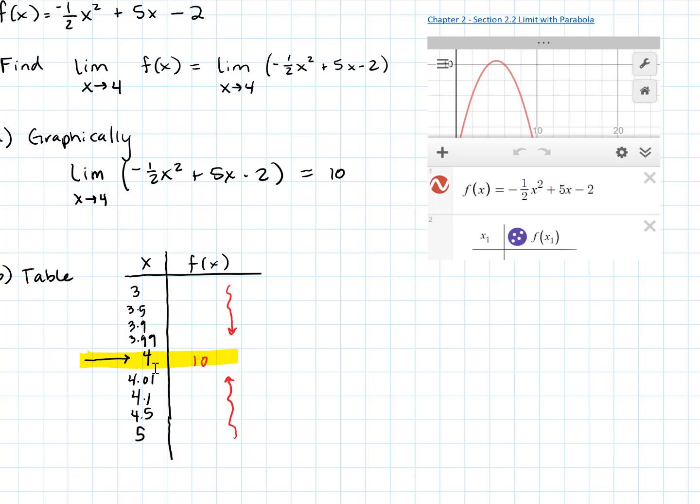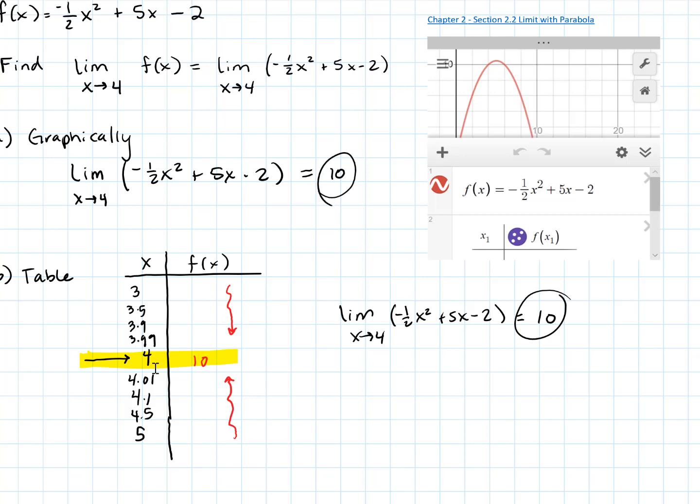But we found also from the table that the limit of the function, negative 1/2 x squared plus 5x minus 2, as x approached 4 was in fact equal to 10 as well. So we got the same answer whether we looked at it graphically or with a table.